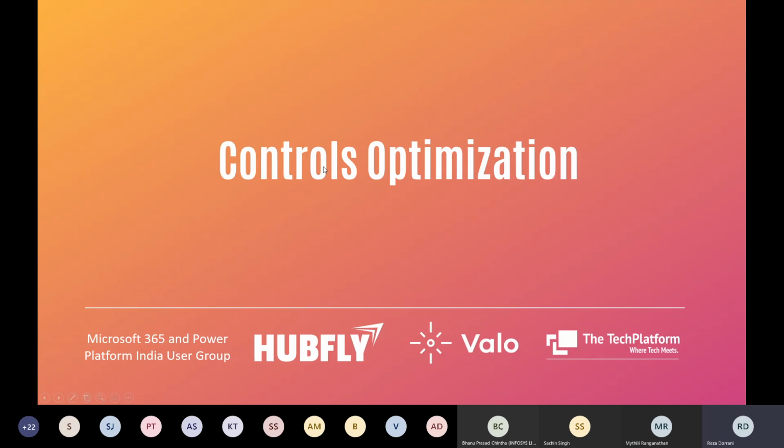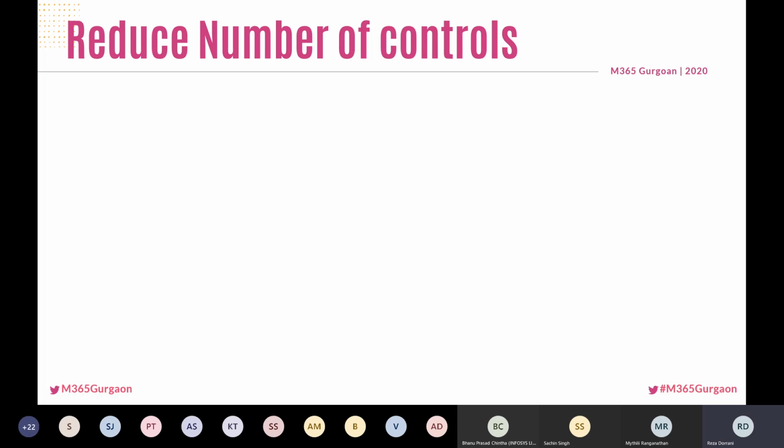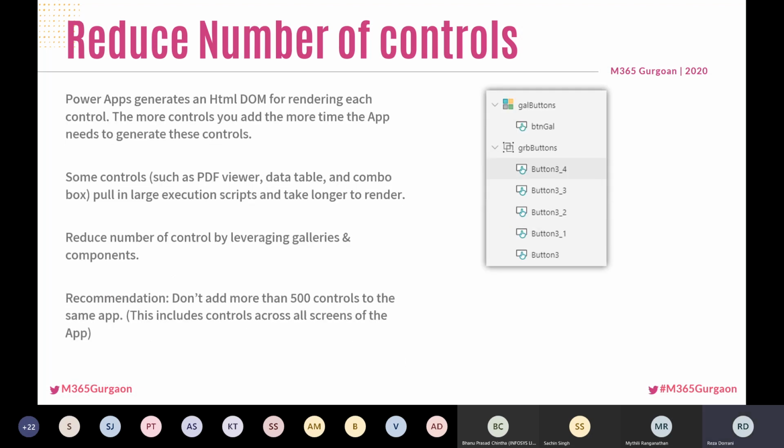So this was delegation. Next one is called controls optimization. Now, someone also asked the questions. We should be reducing controls. We should have 60 controls per screen or 500 controls per app. Now, the first thing is Power Apps, as you are adding controls, as you keep adding controls on your screens, you just keep drag and drop those controls. Each of these controls are actually adding HTML to the DOM. What's the DOM? The document object model. The more controls you add to your app, the more time the app will take because it has to generate those controls when the users are accessing those screens.